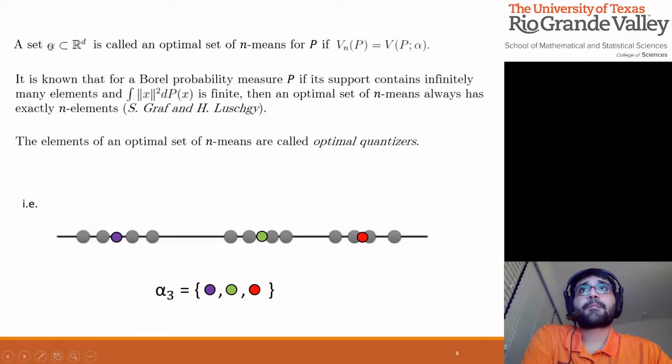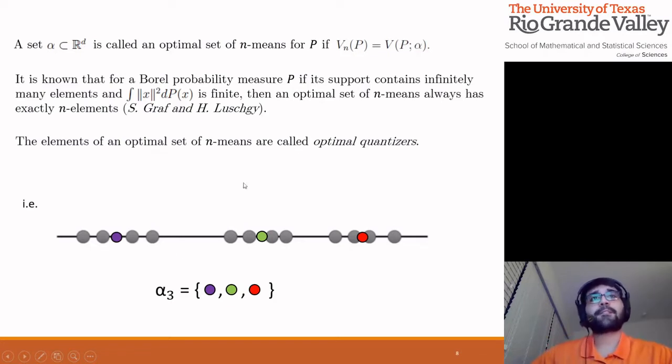So as I promised you, I'm going to define here the optimal set, which is a subset of R^d. This is the optimal set of n means for P if the n-quantization error equals the distortion error. It is known that for a Borel probability measure P, if its support contains infinitely many elements, and this is finite, then an optimal set of n means always has exactly n elements. And the elements of an optimal set of n means are called optimal quantizers.